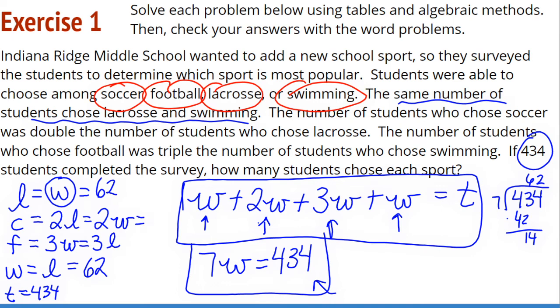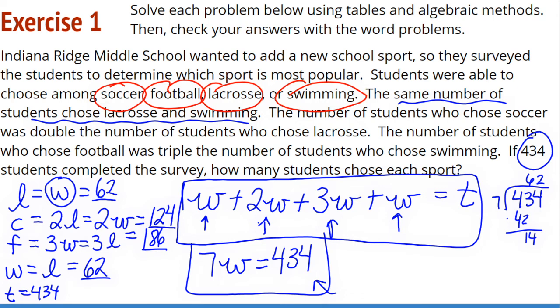Soccer is double 62, so 62 times 2, or 62 plus 62, which is 124. And football is triple that amount. So 60 times 3 is 180, plus 6 more is 186. So I have found that I have 62 students who have picked swimming, 62 who have picked lacrosse, 124 who have picked soccer, and 186 who have picked football.